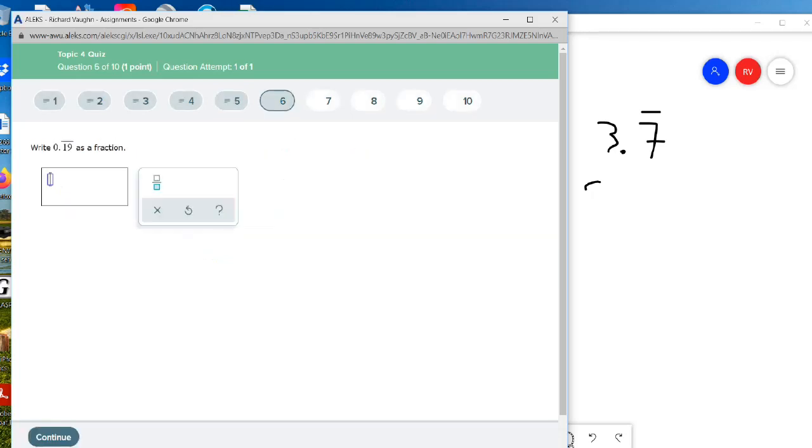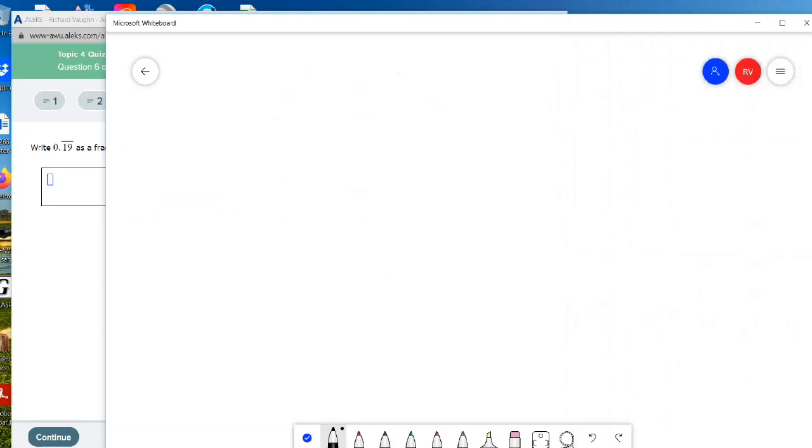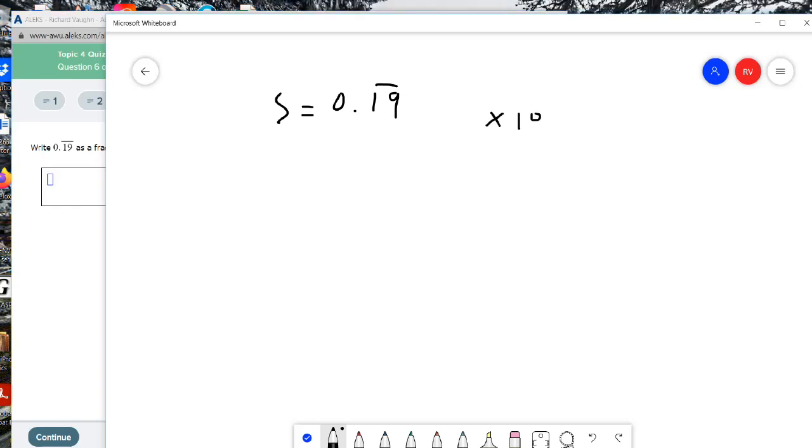All right, now this is going the other direction. Now I have something with the repeating part, and we need to write it as a fraction. This is the topic of Wednesday's video. So we're going to set S equal to 0.19 with the bar over the top of it. The period is 2. So I'm going to multiply by 10 to the 2 power, which is 100. So I'll get 100s.